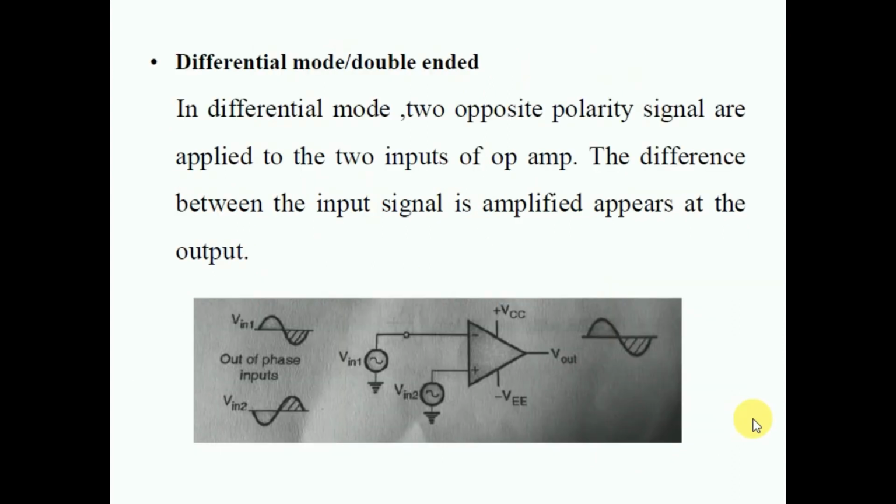After that, differential mode, which we have studied in the differential amplifier, that is how a differential amplifier will work. Here you can see both the input terminals are provided with some voltages, and both signals of opposite polarity are applied to the two inputs of the op amp, and the difference between the input signals is amplified, appearing at the output terminal. That is what takes place in this differential mode.